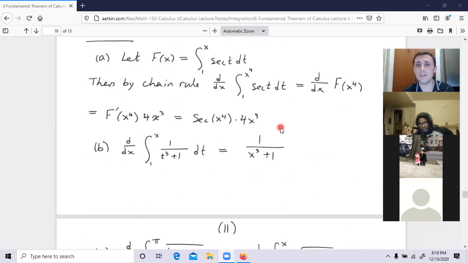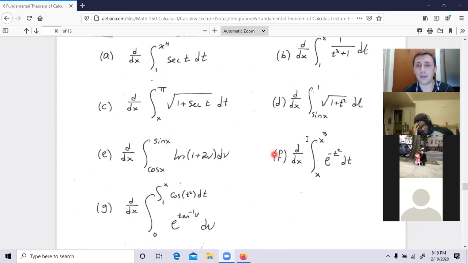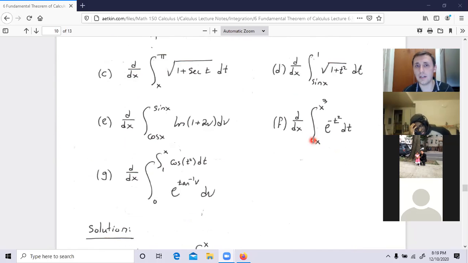So let's see if you can do it fast. For f, what's the derivative for f?